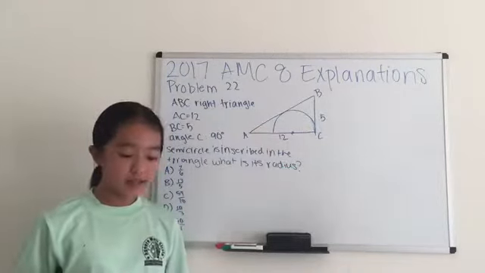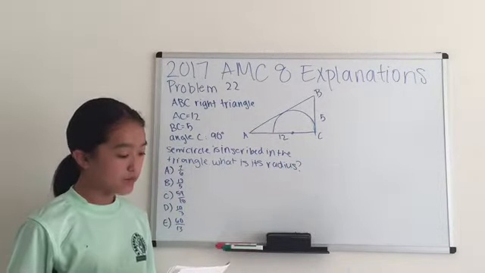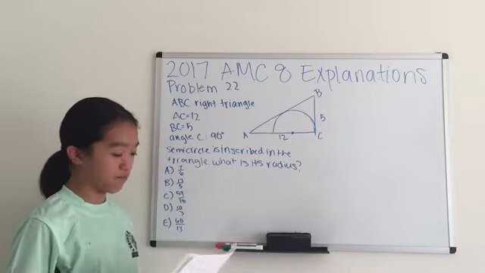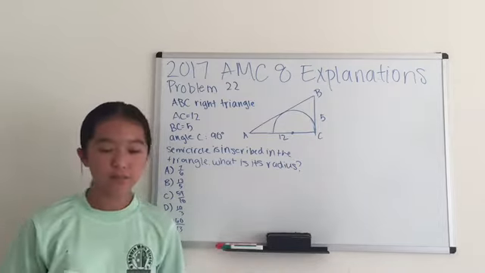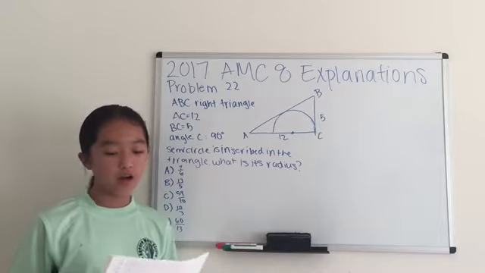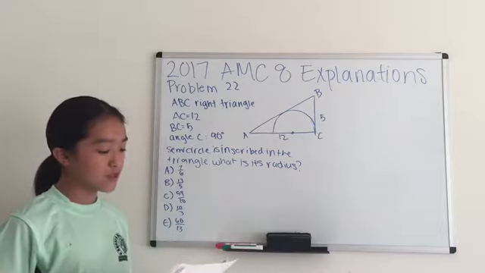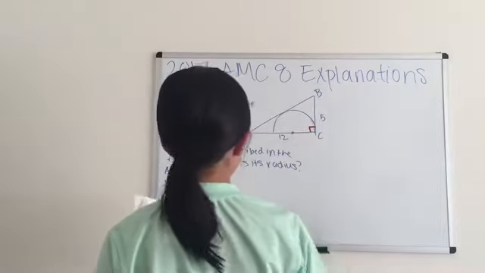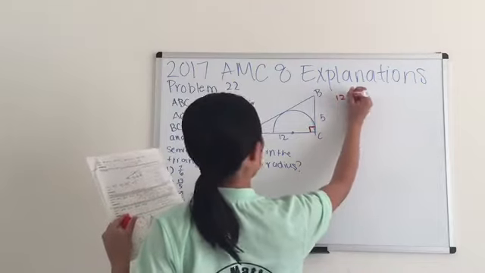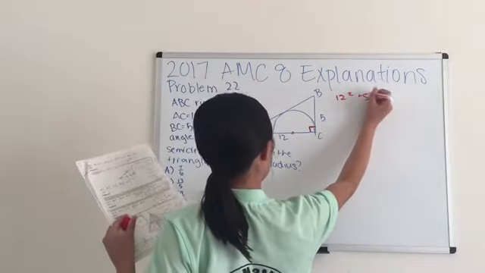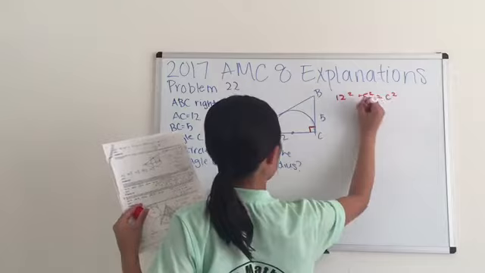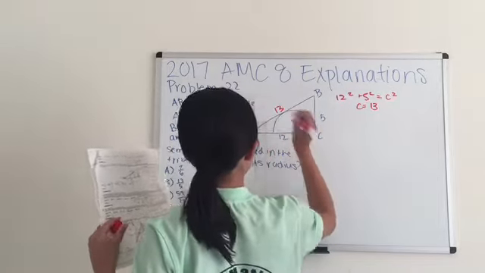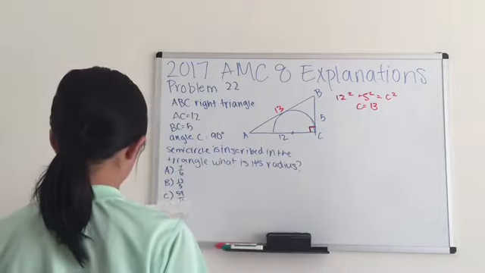Problem number 22 states, in the right triangle ABC, AC equals 12, BC equals 5, and angle C is a right angle, which means it's 90 degrees. A semicircle is inscribed in the triangle as shown. What is the radius of the semicircle? So we know this is a right triangle, and using the Pythagorean theorem, which is a squared plus b squared equals c squared, we can figure out that c, or this value over here, is equal to 13. That means AB equals 13.